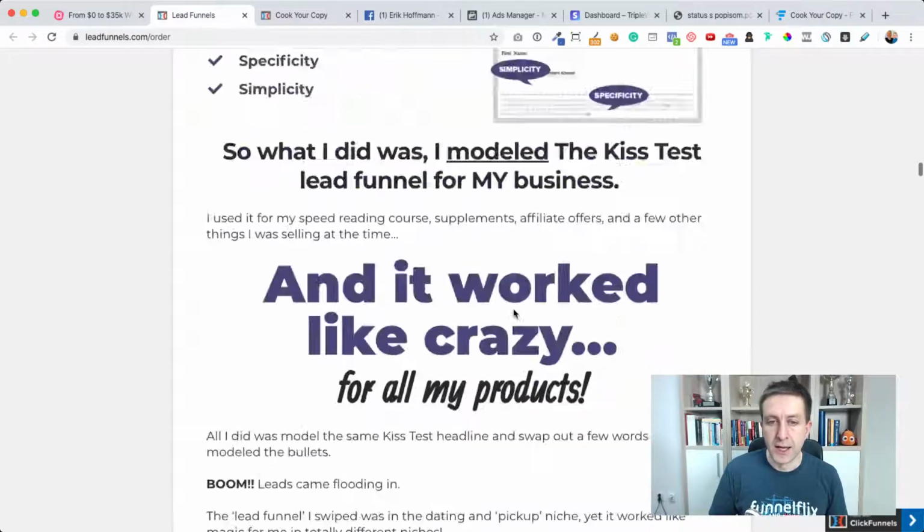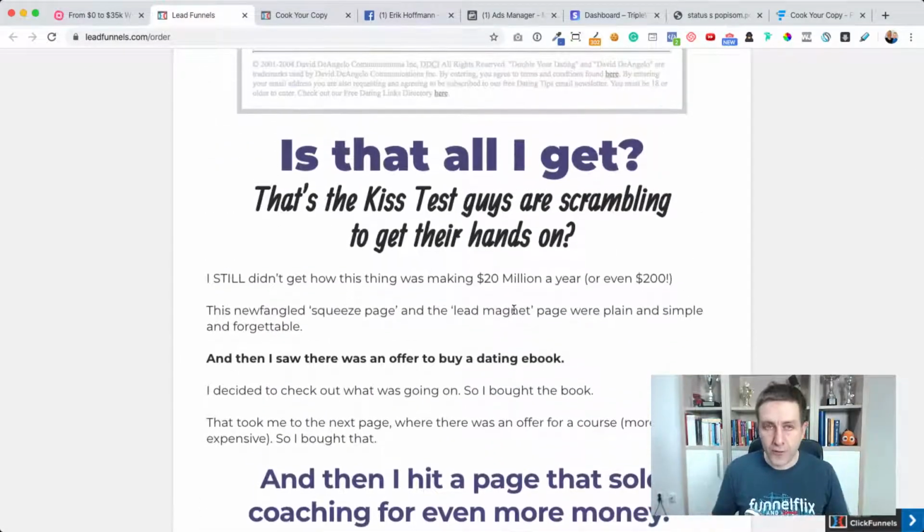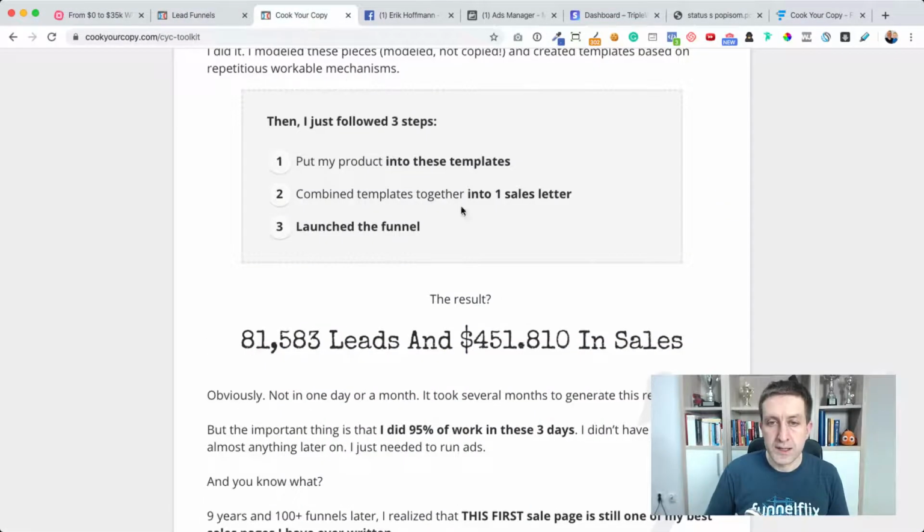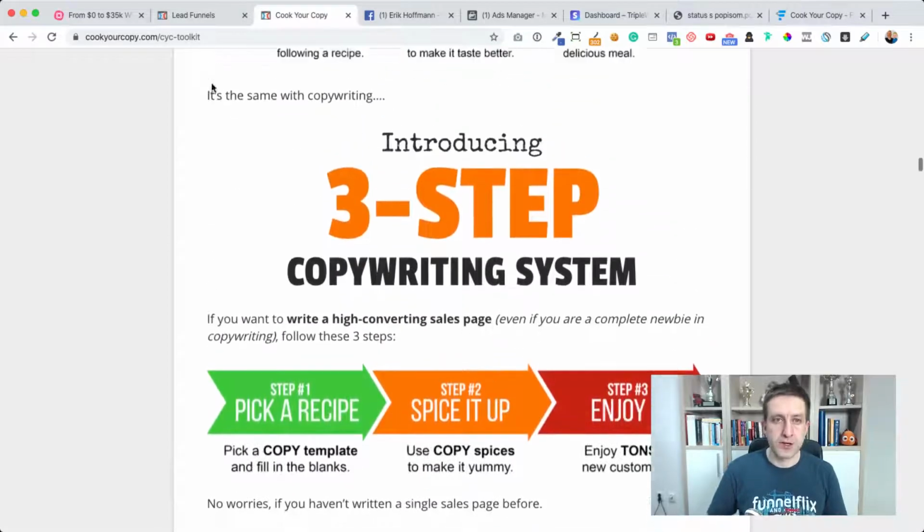That's the key. The colors are different. The fonts are different. The size of the fonts are different. The sizes, everything is different. But I got inspired by this sales page. So again, don't copy it, model it. Get inspired by something that works. So this is his sales page, and this is my sales page.